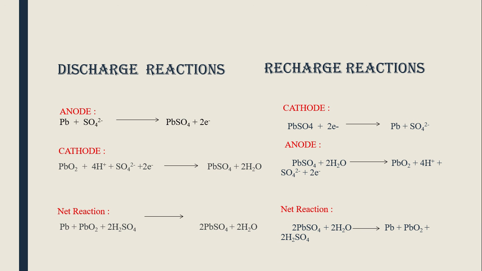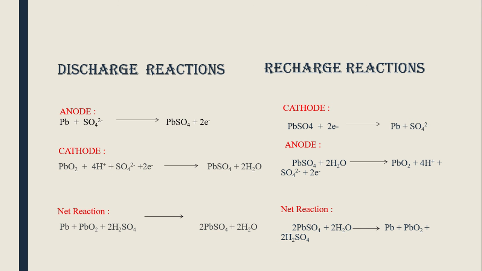If you look at both these reactions, the anode and the cathode reactions, you will see that the product formed in both the reactions is lead sulfate. So white lead sulfate is precipitated at both the electrodes. Due to this deposition, the cell stops working as a voltaic cell and is said to be discharged or dead.